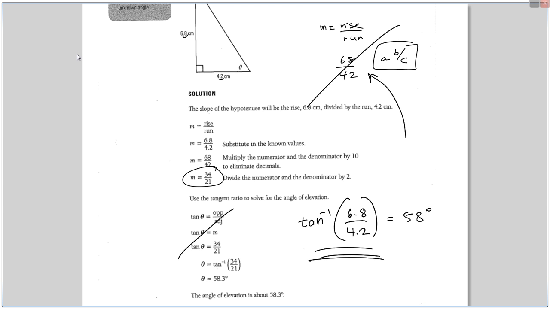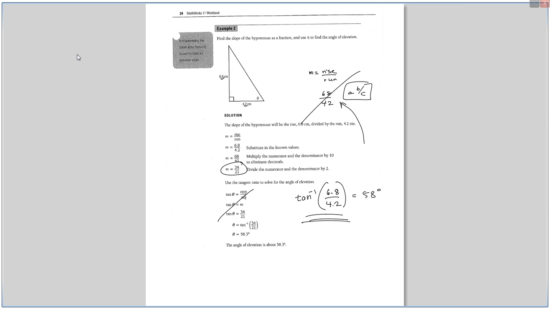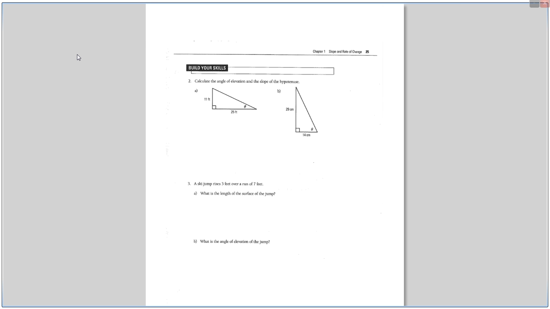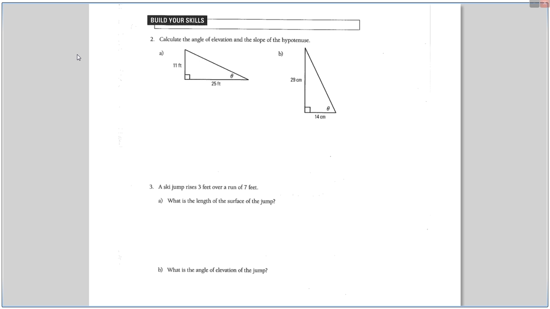Yep, no problem. And I always just round degrees to the nearest degree because degrees are pretty accurate. Any questions on this page? See, sometimes this book makes things more difficult than it needs to be. Okay. Build your skills too. Calculate the angle of elevation and the slope of the hypotenuse. Okay, perfect.